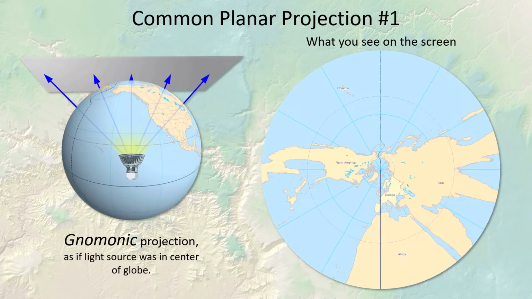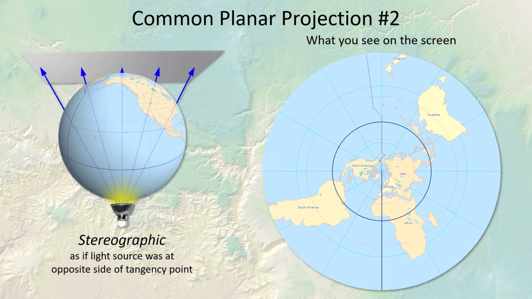So the gnomonic projection is what you get if you put the light source right in the center of the planet. It projects out and looks like this. I don't know for sure, but I think this may have been one of the first projections that were ever developed. I've seen maps from the 1600s that use this gnomonic projection. Now, if we move the light source back to the opposite side of the planet from the point of tangency, they call this the stereographic projection.